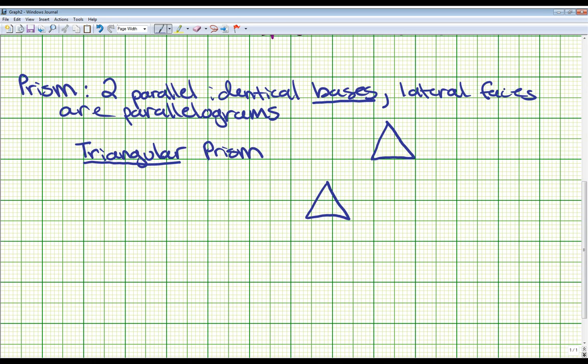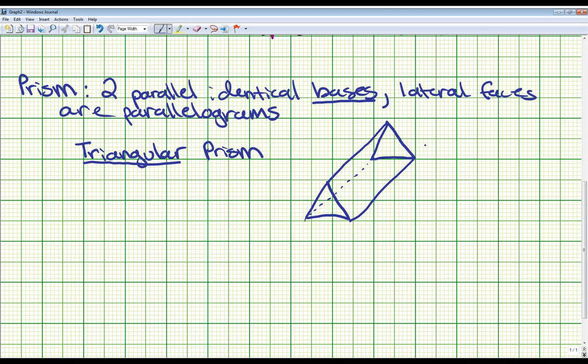Now we're going to draw the lateral faces. So we're going to take the top of this triangle and connect it to the top of this triangle. We're going to take the bottom right and connect to the bottom right over here. And I'm going to use a dotted line to connect these two sides because we're kind of looking through the shape here. So it says two parallel identical bases. So here's base number 1 and here's base number 2, and those are parallel.